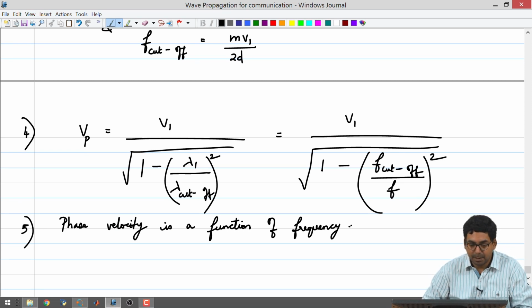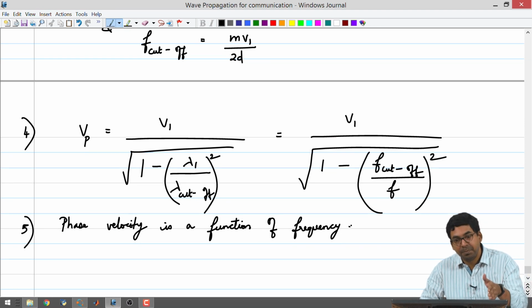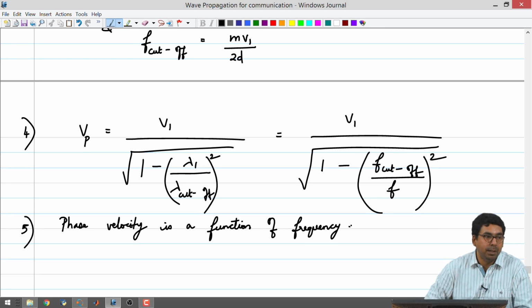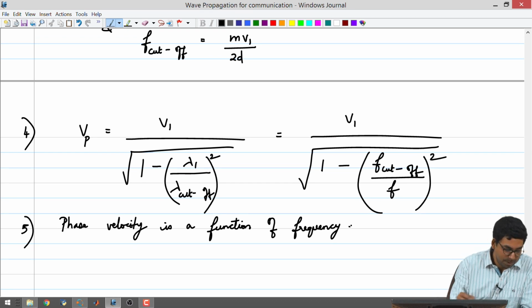Now, this means that the phase velocity is dependent upon the operating frequency, and such a condition, where the phase velocity is dependent upon the operating frequency, we call it a dispersive medium or wave dispersion.